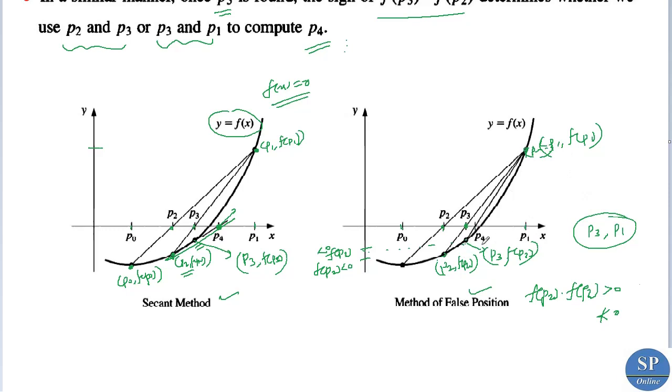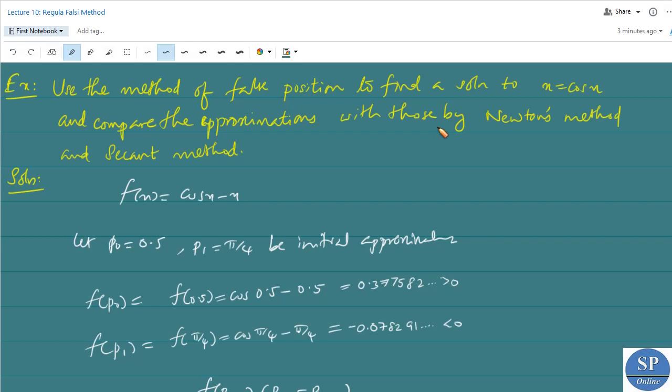So P4 will be considered as the x-intercept of the line joining P1, f of P1 and P3, f of P3. So this will be P4. This point will be P4. But in the case of the secant method, it was this. So that is the method. In the method of false position, we are ensuring that the root lies between each pair of the approximated roots. Now we can discuss an example.